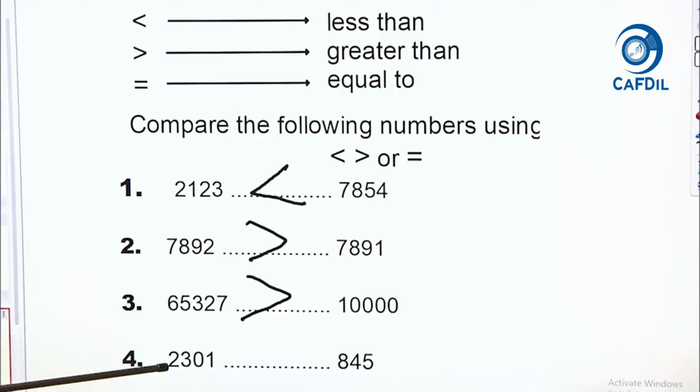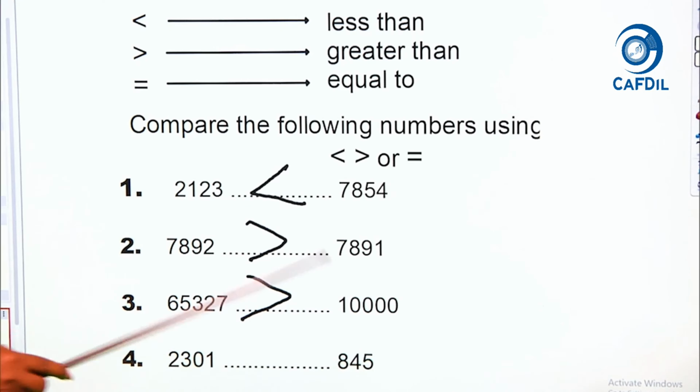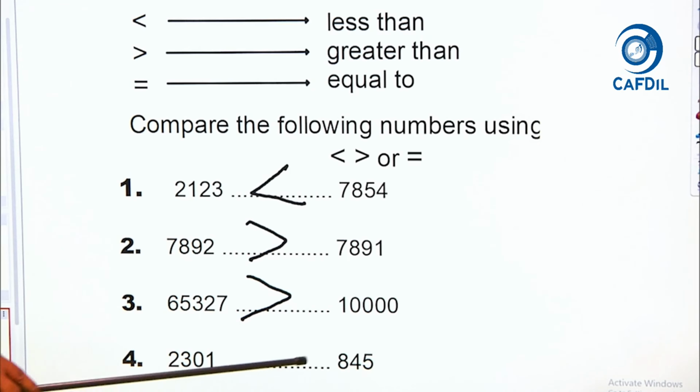When you count and the digits are higher than the other one, you can conclude that the one with the higher digits becomes the greater number. Here we have 4 and then this one has 3. So we can say that this number is greater than this. Therefore, 2,301 is greater than 845. So let's insert our sign.